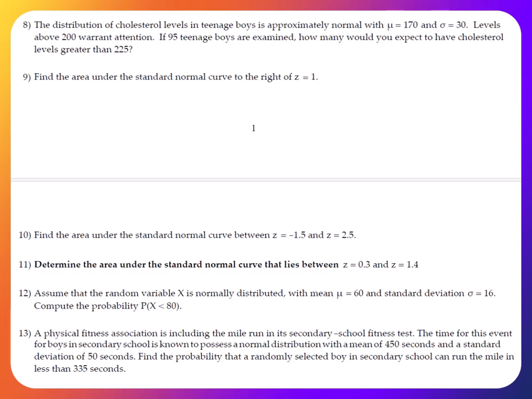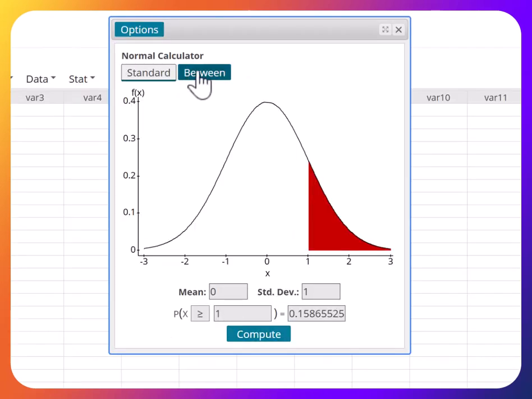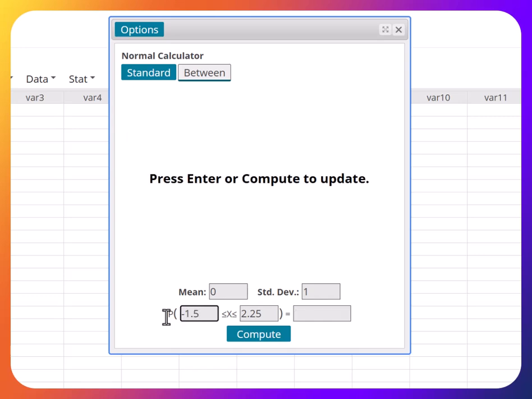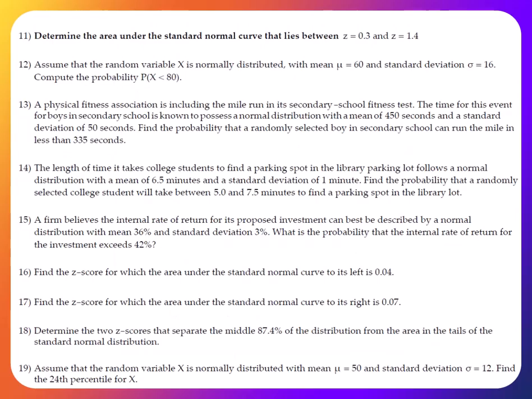Number 10, find the area under the standard normal curve between z equal negative 1.5 and 2.5. We did quite a bit of those already. Just choose between. Negative 1.5 again, 2.5, and hit compute, and here you go. That's the area. Next question, guys, exactly like number 10. Between z equals 0.3 and 1.4. Just do exactly like I did in 10.